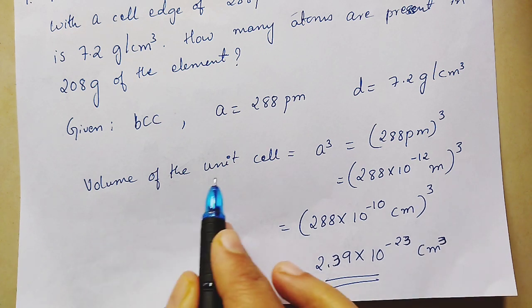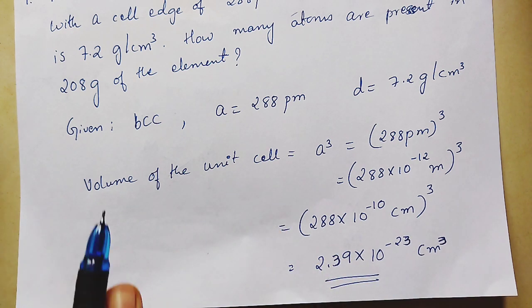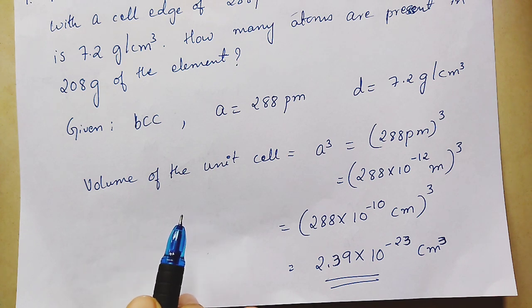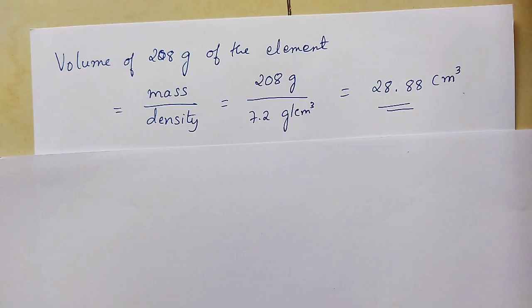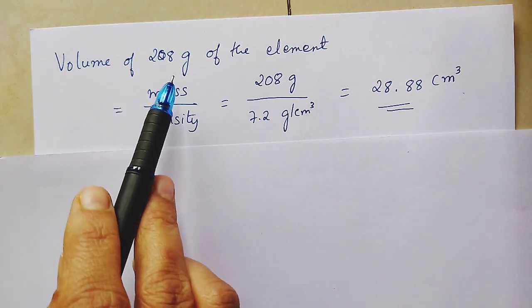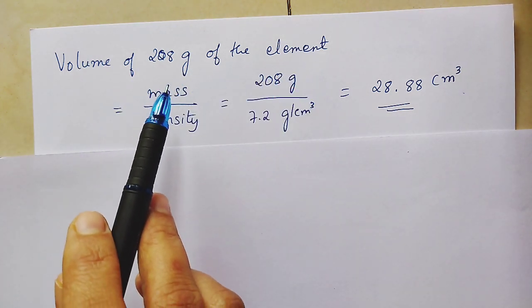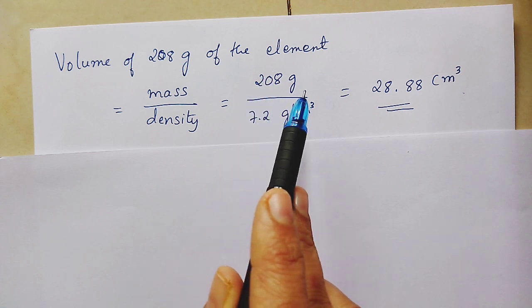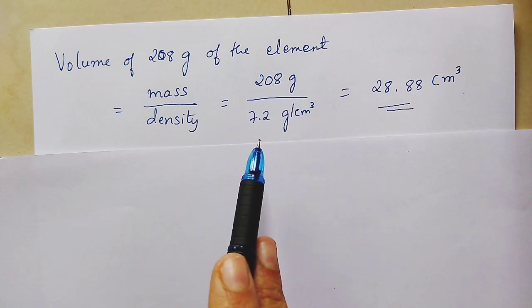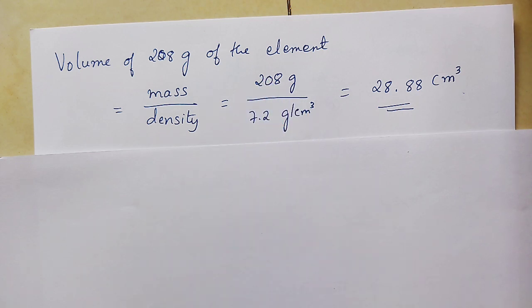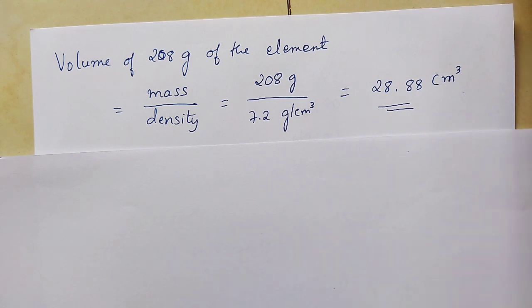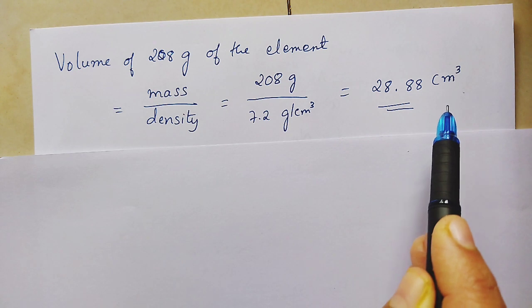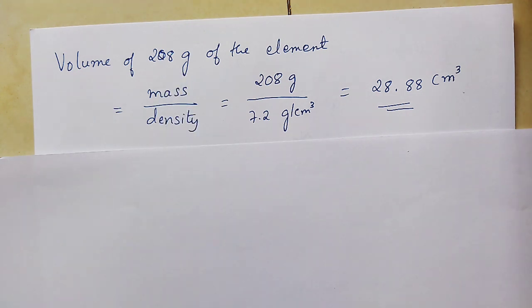So that is the volume of one unit cell. From this information, we have to calculate the volume of 208 gram of the element. Therefore, volume of 208 gram of element is mass by density: 208 gram divided by density, 7.2 gram per cm cube. The final value comes out to be 28.88 cm cube. So this is the volume of 208 gram of the element.